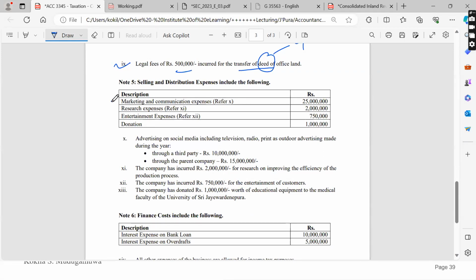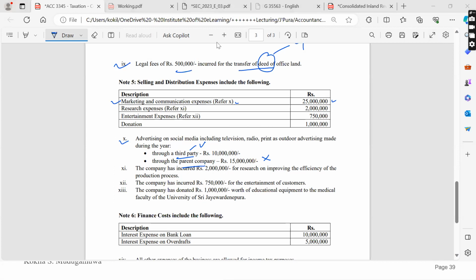First one, markup referred to X, 25 million. The advertising, social media, including television, radio, print, mass advertising during the year to a third party. Yes, to a third party, you can allow as deduction. Through the parent company, not allowed because it's associated, right?